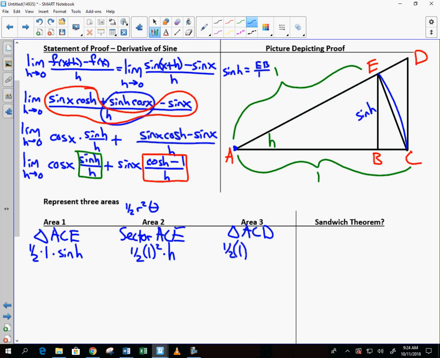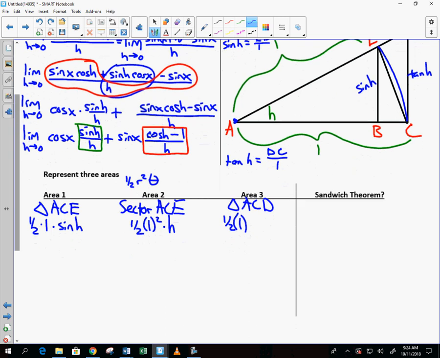Is there a trig function that we know that deals with the opposite side and the adjacent side? Tangent. In fact, we would state that the tangent of H is equal to the opposite side, DC, divided by 1. Or rather, that DC is equal to the tangent of H. And so I have tangent of H.